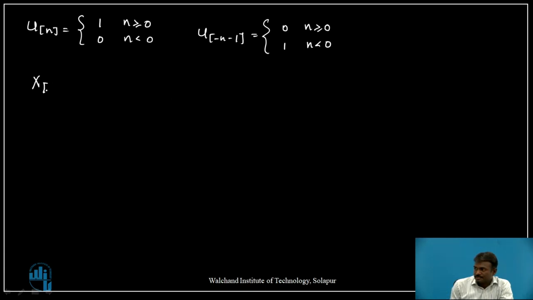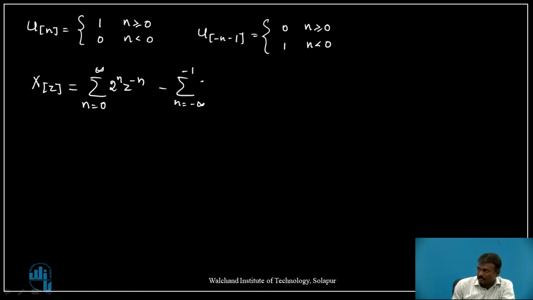Therefore, because of these two unit step signals, x of z will be written as summation n equal to 0 to infinity 2 to the power n z to the power minus n minus summation n equal to minus infinity to minus 1 3 to the power n z to the power minus n here. Because of these two unit step signals, the limits have been changed in both the terms. In the first term, it is changed into n equal to 0 to infinity, whereas in the second term, it is changed into n equal to minus infinity to minus 1 here.